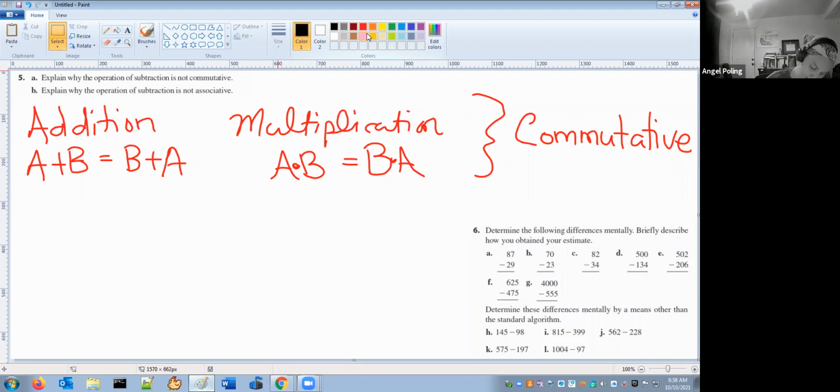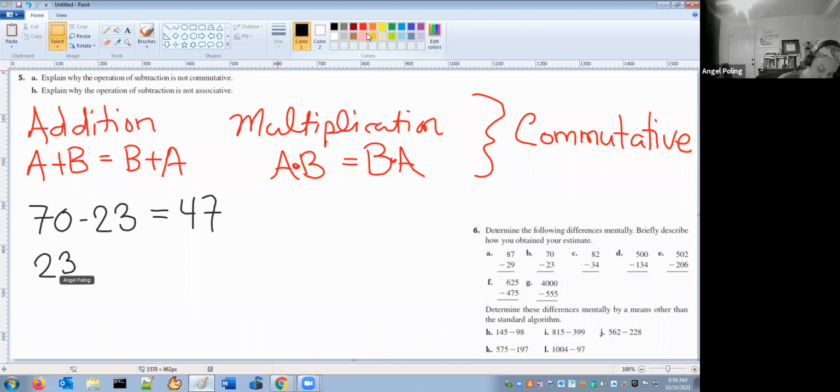Okay, so let's take a look at subtraction, right? If we had, pull from one of those over there, if we had 70 minus 23, right, that has a value of 47. But if we tried to switch the places, leaving the operation where it is, 23 minus 70, then we have the negative value, right?